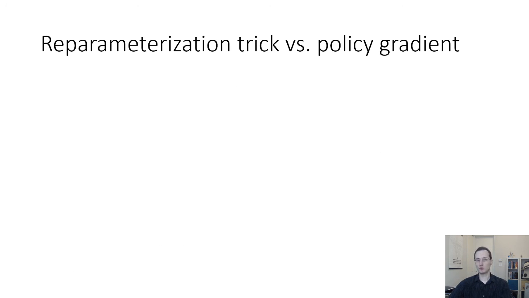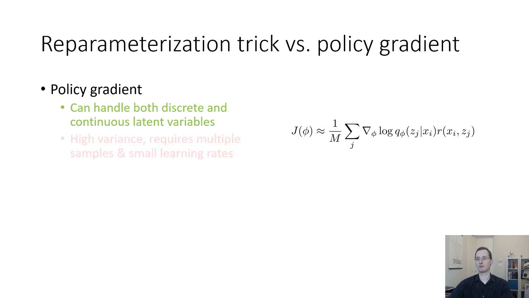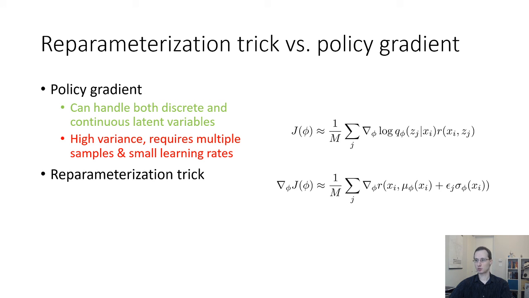All right, now using reparameterization versus policy gradient, what are the trade-offs? Well, the policy gradient, given by this expression, can handle both discrete and continuous latent variables. So if you do want a variational autoencoder with discrete latent variables, policy gradient is the way to go. But it has high variance and requires multiple samples and small learning rates. The reparameterization trick only handles continuous latent variables, so you can really only do this if z is continuous and ideally Gaussian. But it's very simple to implement and tends to work quite a bit better if you can use it.